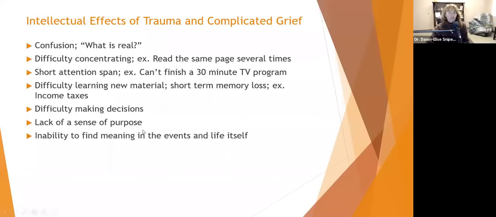Children may have difficulty making decisions, even things like, what do you want to eat, or are you going to wear your blue shoes or your brown shoes today? They may lack a sense of purpose. And this one, you see it more in adults who never resolve these traumas. But children who are experiencing complicated grief, or the traumas from the disruption of this relationship, may have a real lack of motivation. They just may be very blah.